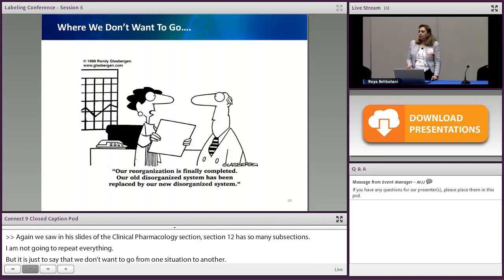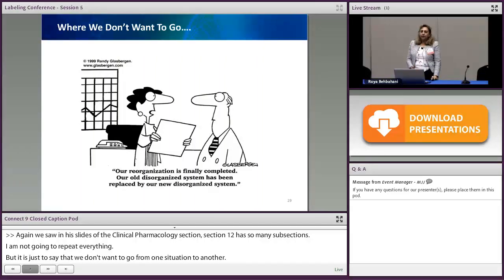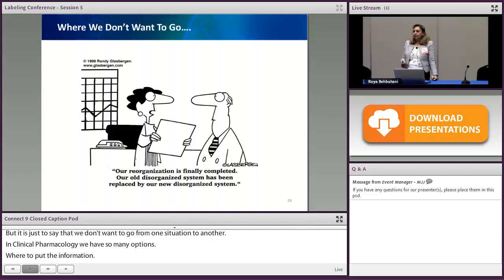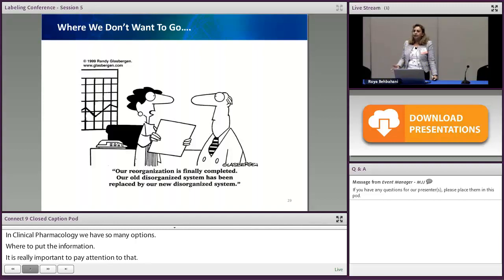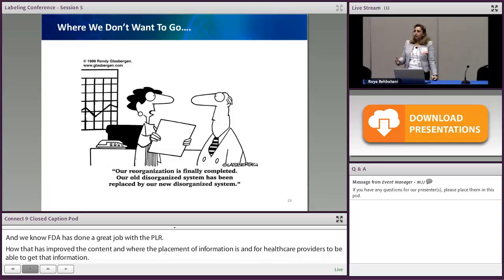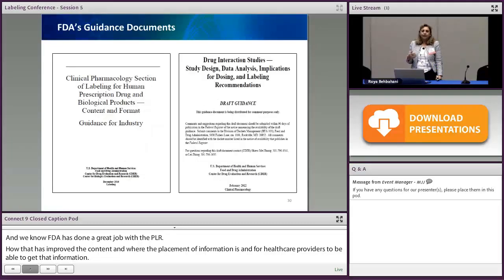And so it is really important to pay attention to that, and we know FDA has done a great job with the PLR, and we know how that has improved the content and the placement of the information, and for healthcare providers to be able to get that information. And so we don't want now, with clinical pharmacology having so many options to put things in section 12, to put it under section 7 or 12 or 8 and complicate that.